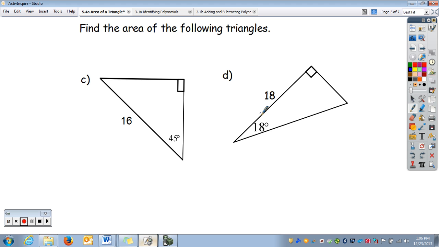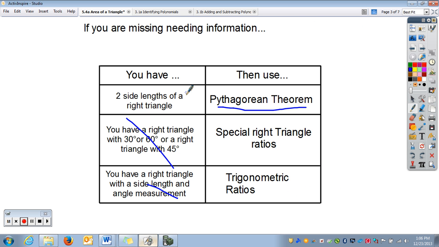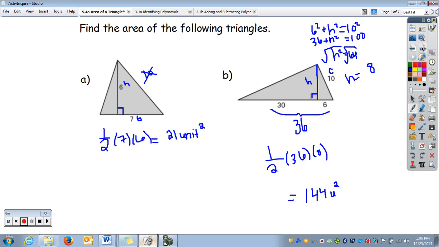Alright, so let's take a look at C and D. Now we have angle measurements and we only have one side length. So looking back at our list, now we're not going to use the Pythagorean theorem, but we're going to use these two down here. I have the first one, a 45°, and the next one is one of these, so we're going to use trig on the last one.